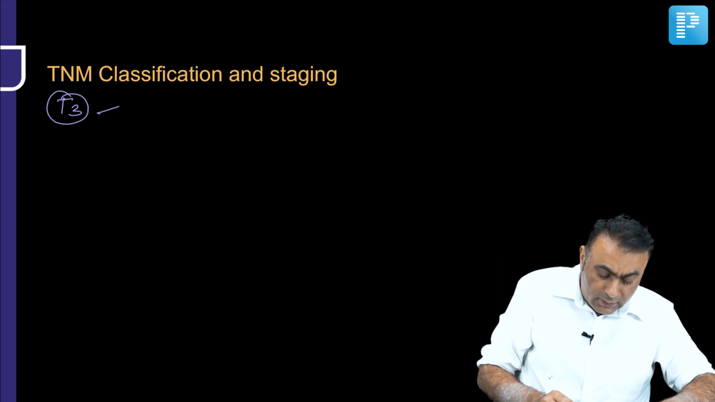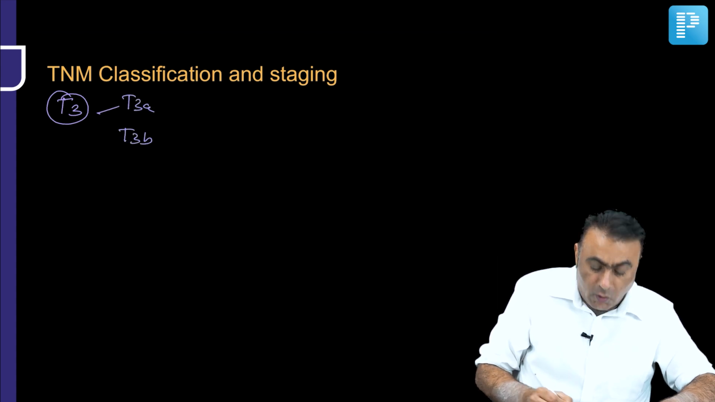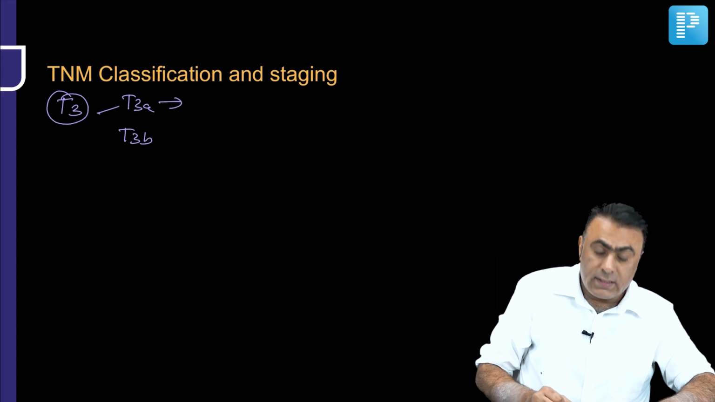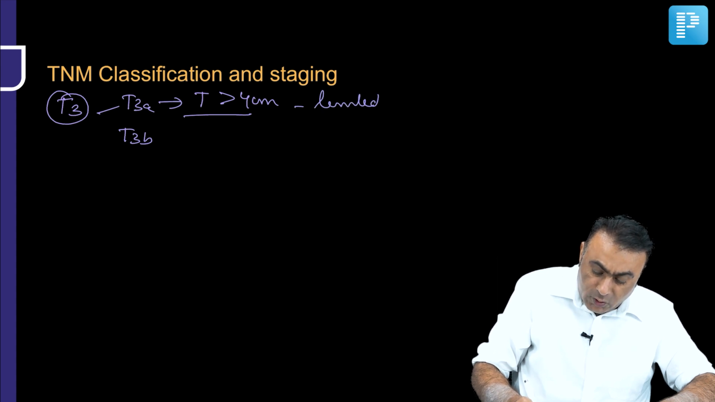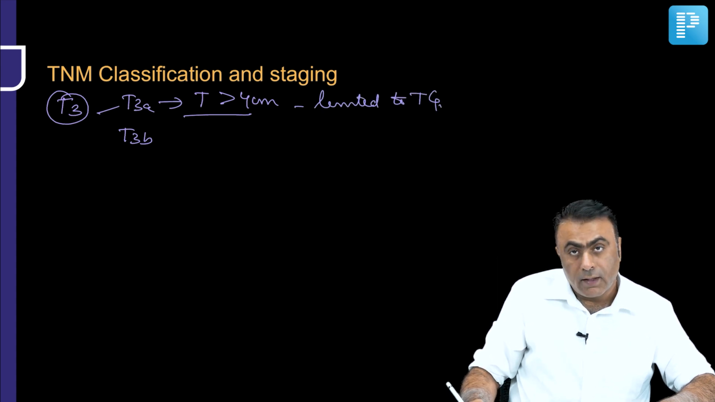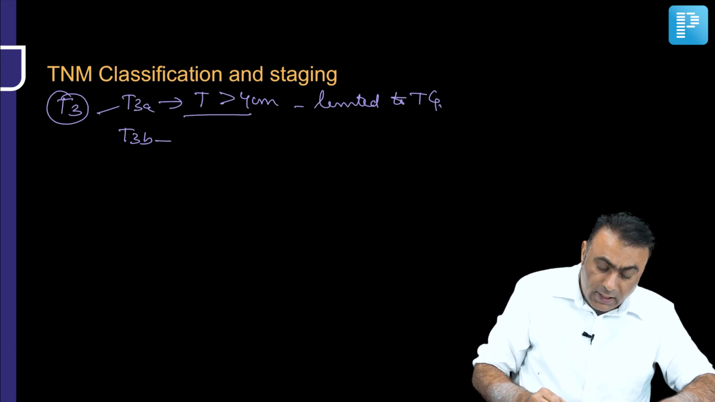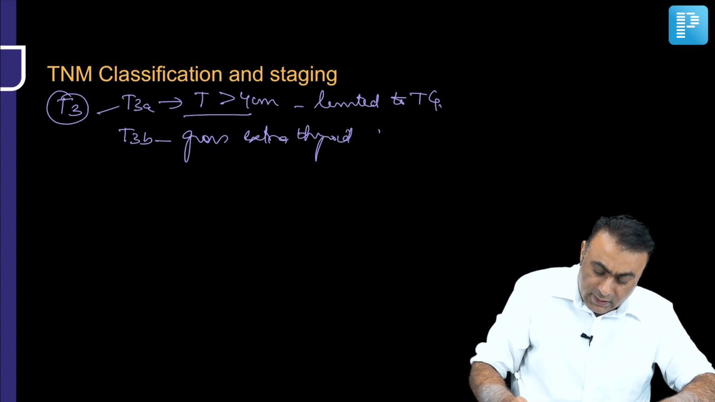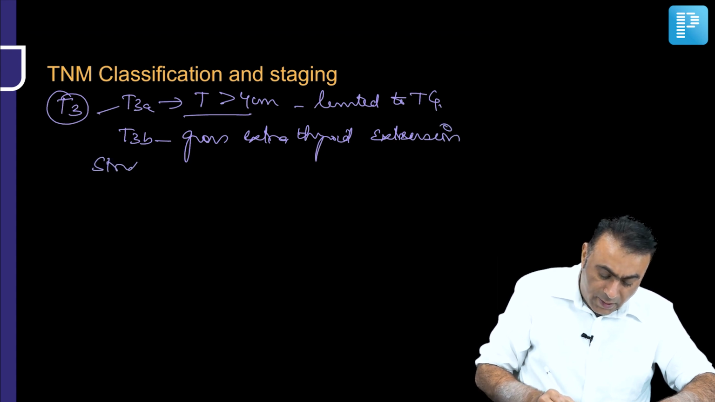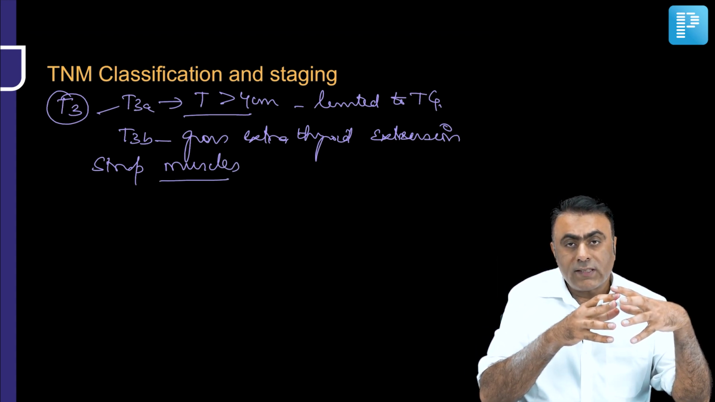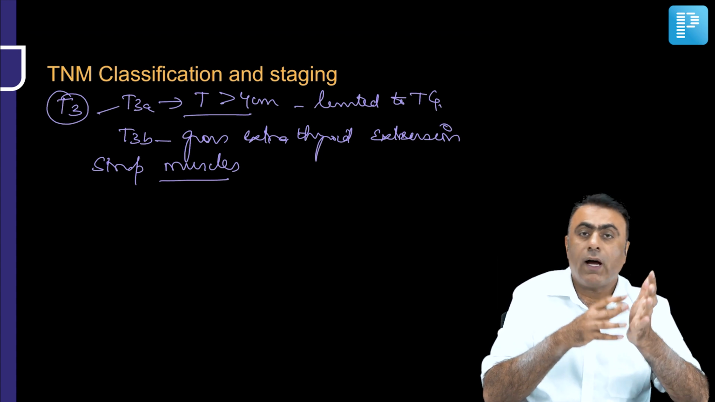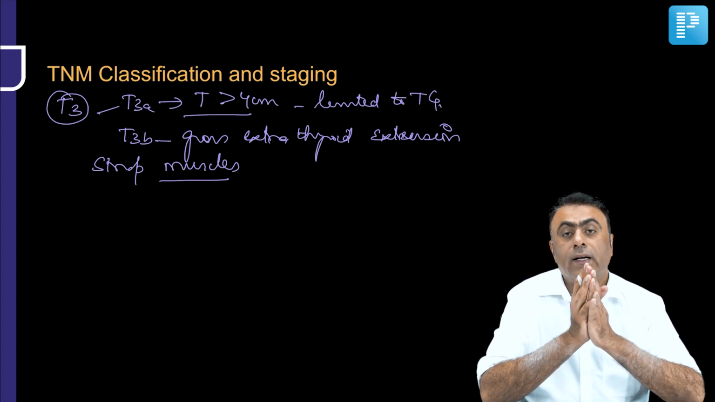What is T3? T3 can be divided into T3A and T3B. Now, what is T3A? T3A is a tumor which is more than 4 centimeters in size and again is limited to the thyroid gland. What is T3B? The tumor where there is a gross extrathyroid extension into the strap muscles. So when there's a gross extrathyroid extension or invasion into the strap muscles, sternohyoid, sternothyroid, omohyoid muscles, then you label it as T3B.